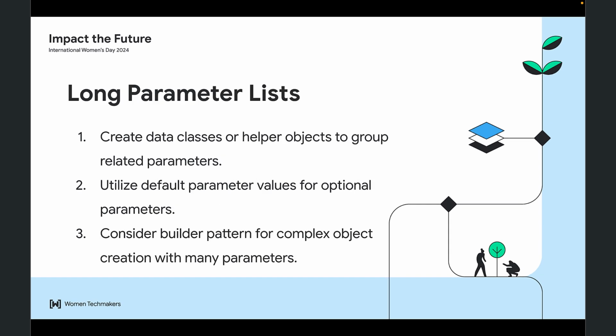And then the long parameter list, like we had, having over 15 parameters, a way you can do is to create data classes or helper objects to group these related parameters. So instead of passing username, first name, last name, age, and all of that, right, you can group that into the user class that you created earlier, and then they just need to pass in that object, right? And then you can also utilize default parameter values for optional parameters.